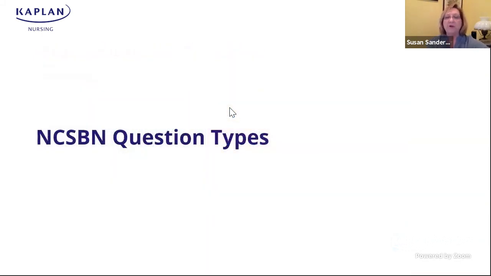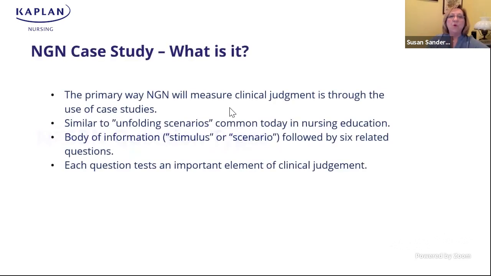So I want to talk a little bit about National Council question types. And these are the ones that we've most recently heard about. The case study is where these clinical judgment questions start. And so you may say, what is it? Well, it's going to be through cases that are similar to unfolding scenarios that we commonly use in education today. It provides the student with a body of information or a scenario. Then it's followed by 6 related questions. And each question does test an important element of clinical judgment. So we did hear for sure that every case will have 6 questions. So not 5, not 4, but it will be based on those 6. So you'll have your case followed by the 6 questions.